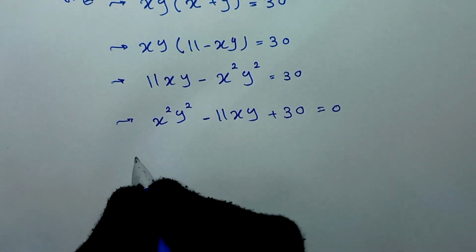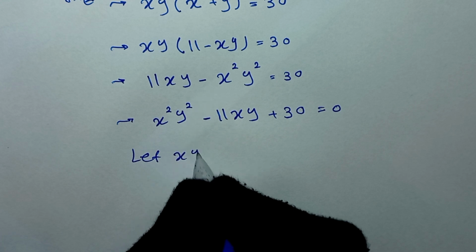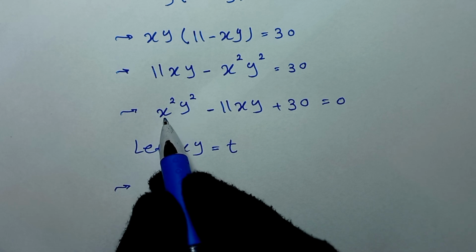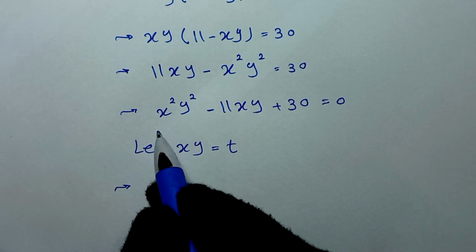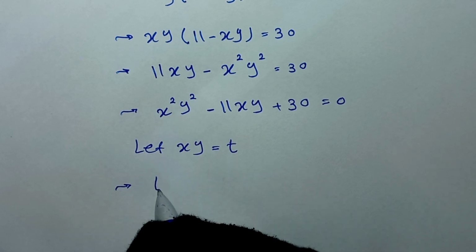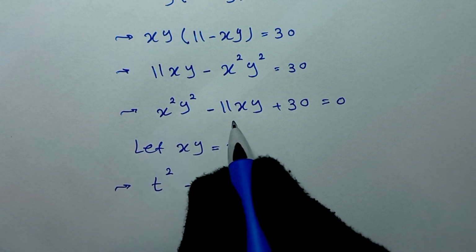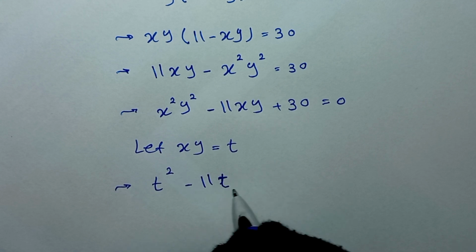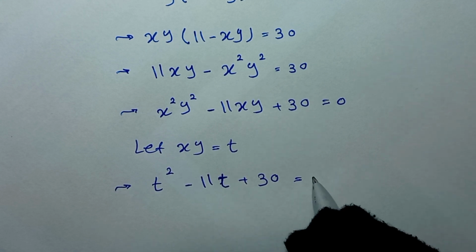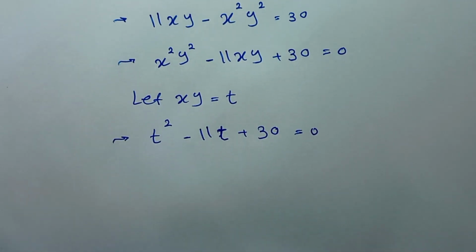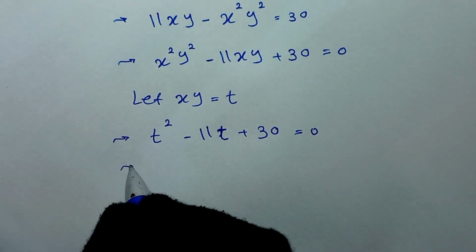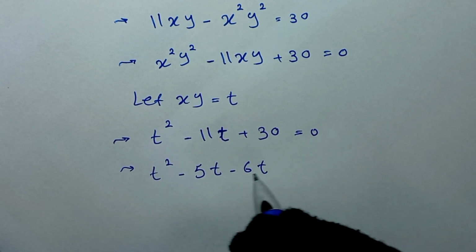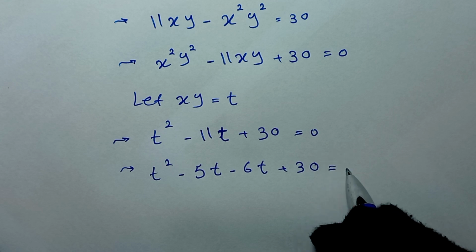And in the next step, we let xy be t. So rewrite this equation: x squared y squared is equal to xy to the power of 2, right? So this is equal to t squared, and minus 11xy will be 11t, plus 30 is equal to 0. And from here, we can write this negative 11t as negative 5t and minus 6t, and plus 30 is equal to 0.